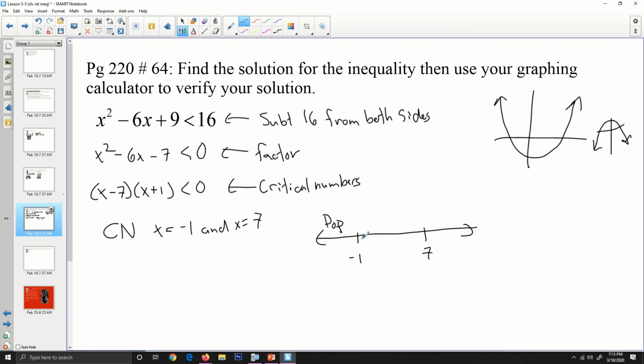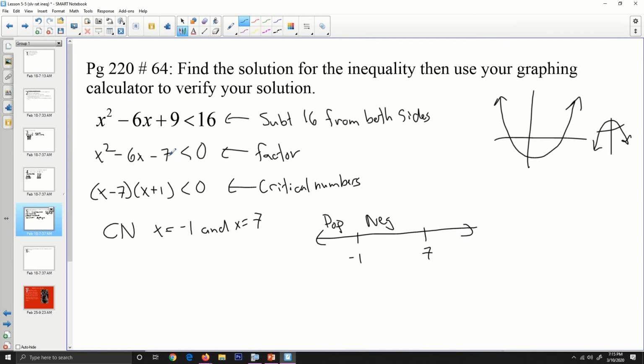When I pick 0, 0 is between -1 and 7. So 0 makes this negative, 0 makes that positive. Negative times a positive is a negative. And so any negative values are less than 0. So this interval will be part of our solution.